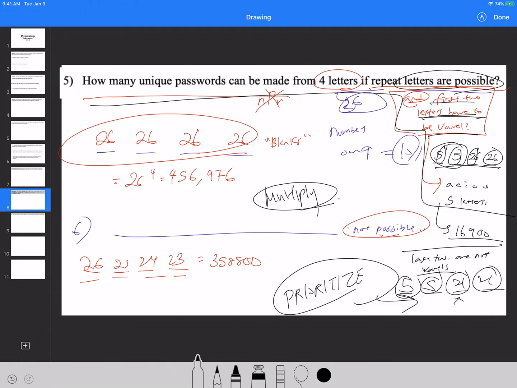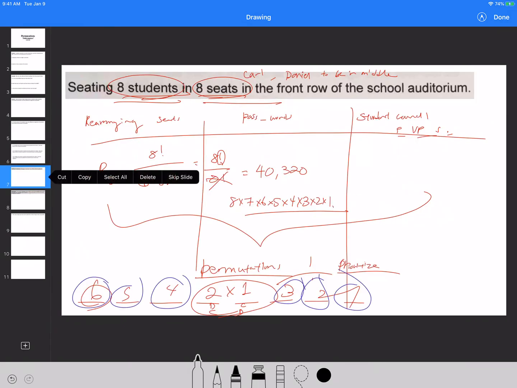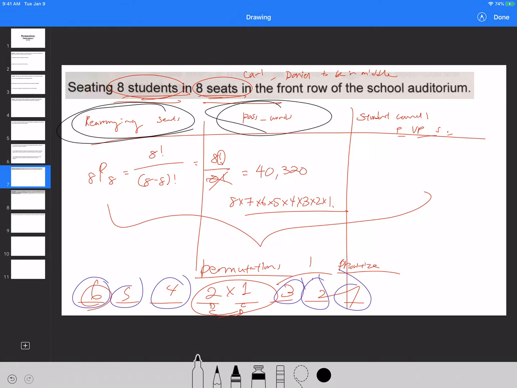Okay, so make sure you understand the three different ways it happens. It's always rearranging seats, or front row seats or books, rearranging books, password codes, and student council, getting them into a group of editor-in-chief and editor, vice editor, whatever. If the positions are specified, you always use permutations, and those three are the main ways that you'll be encountering.